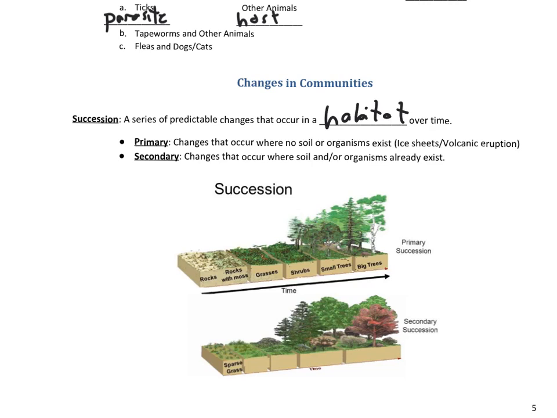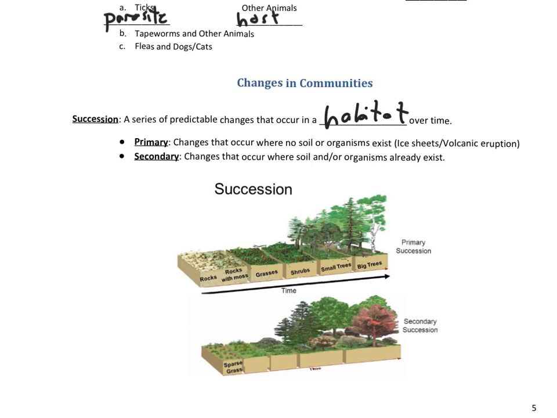And we have two different kinds of succession. We have primary succession, which happens where we have a change that occurs in a space where there was no soil or living things existing there. So anytime you get like a glacier moving and scraping up all of the soil and anything that was there, or you have a volcanic eruption that covers everything and lava that cools off and covers it in a layer of rock.